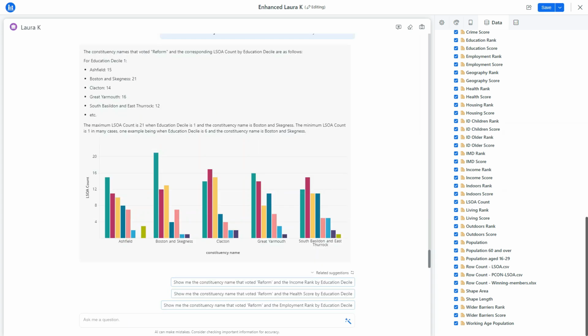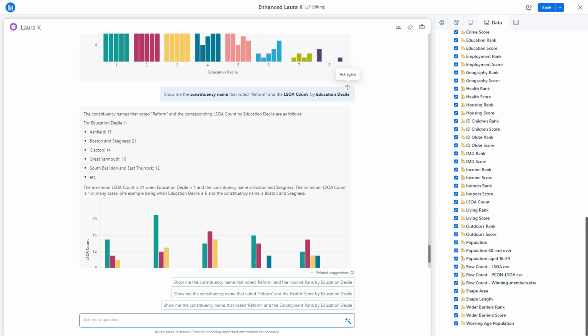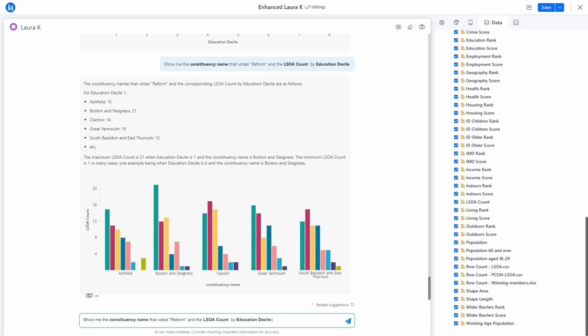As you can see, the results have come back and we have really quite a different picture. These are the 5 reform constituencies, and you can see that the education deciles are pretty much all in the lower ranks. So decile 1, 15 for Ashfield, for Boston, 21 for education decile 1, and so on and so forth. Now let's look at another metric for the reform voting areas. Let's look at adult skills.